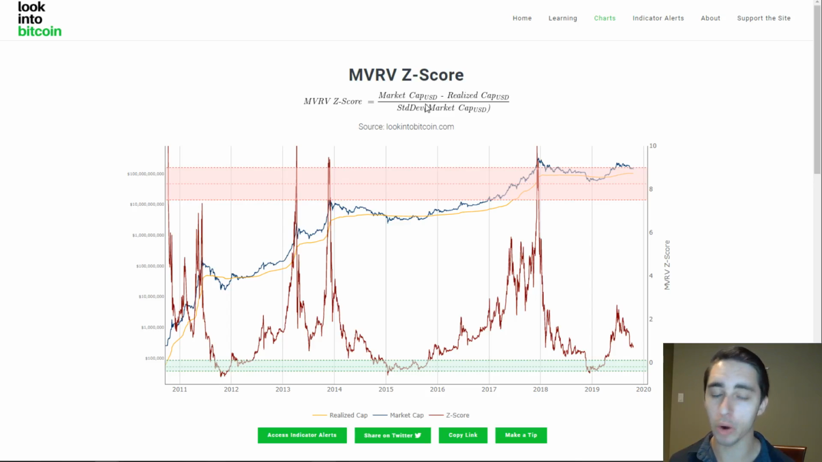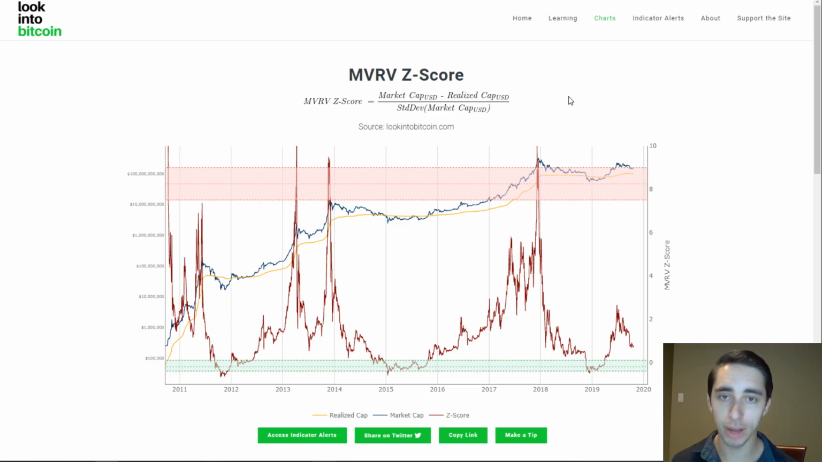Okay, so it's taking the market cap in USD value and subtracting the realized cap. We'll talk about what that means, but we're also dividing by the standard deviation of market cap. Now let's explain what these terms are, right? Market capitalization, as many of you already know, is taking the current market price of an asset and multiplying it by the overall supply, all right?